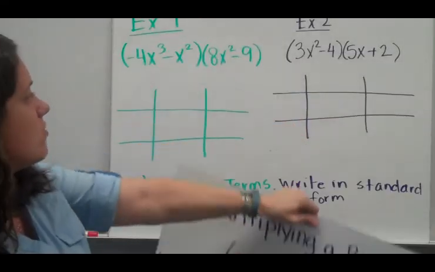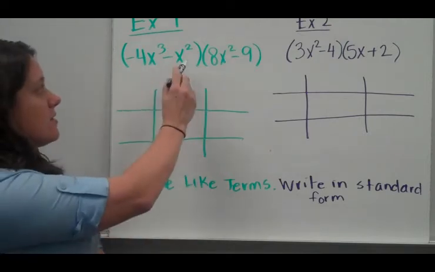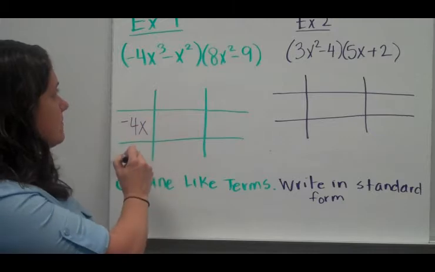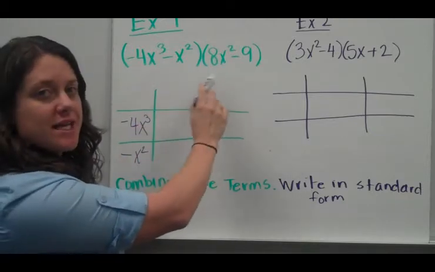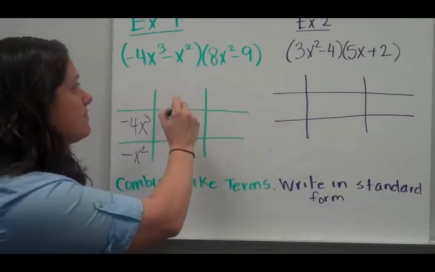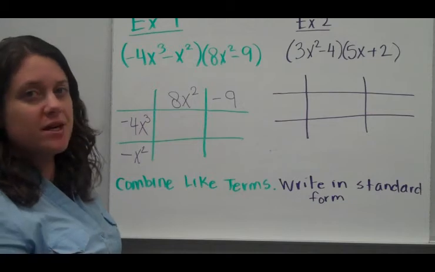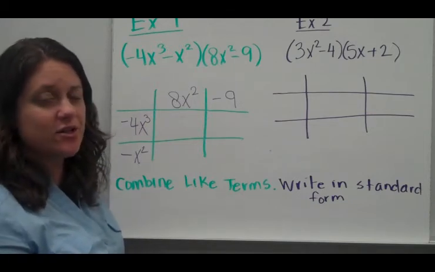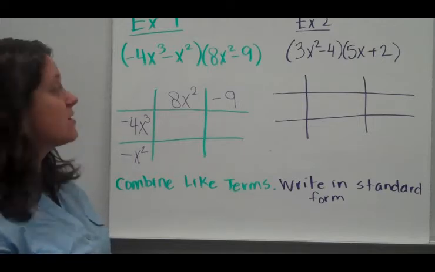Alright, so let's try one more using this method. So again, I'm going to write these terms over at the side. And I'm going to write these terms of the second polynomial up at the top. So this might be a good place to pause and then see if you know how to do this correctly. Okay, so I'm just going to go through this. After you've paused, go ahead and watch and make sure you have this correct.